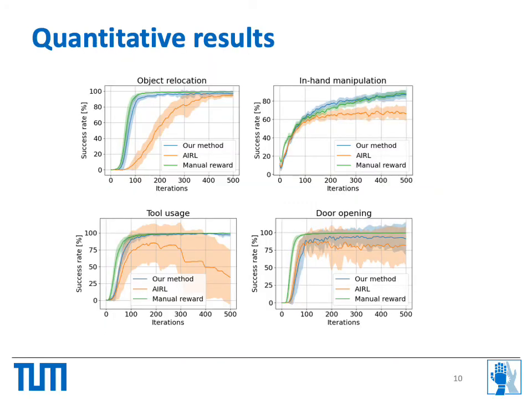Based on the quantitative evaluation, it is visible that our method is able to learn with efficiency on par with the state-of-the-art dexterous hand manipulation method with a manually specified reward function. Our work vastly outperforms the state-of-the-art AIRL method in terms of sample efficiency and obtained success rate.